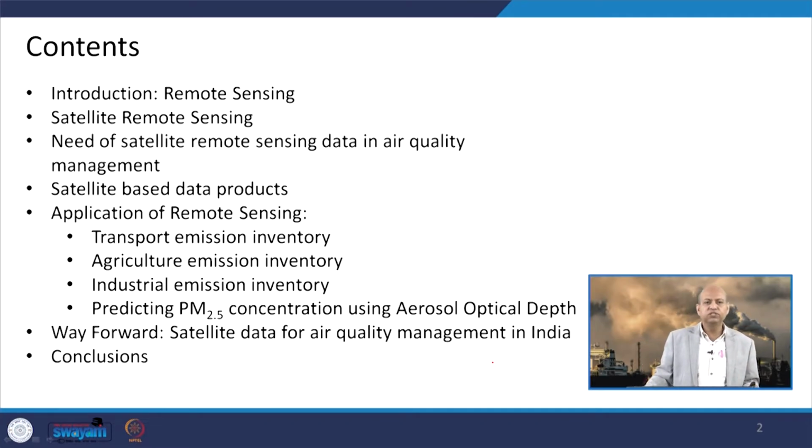Then we will also see how these remote sensing based data can be used for predicting PM 2.5 concentration, that is particulate matter of 2.5 micrometer size, using aerosol optical depth, which is a technique, AOD. Then we will see the way forward, that means what are the new things which we can do with the help of satellite data for better air quality management.